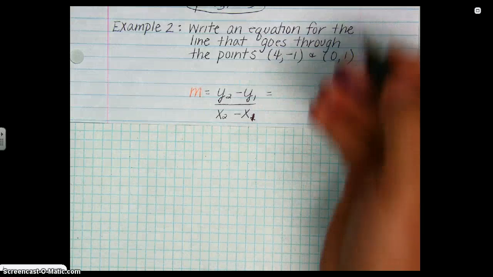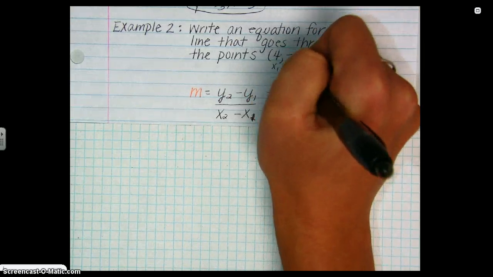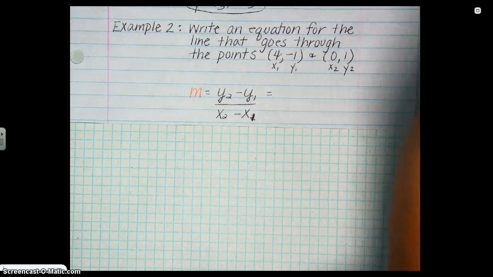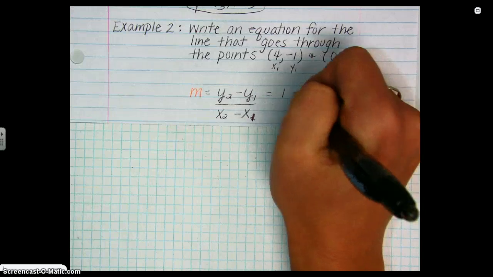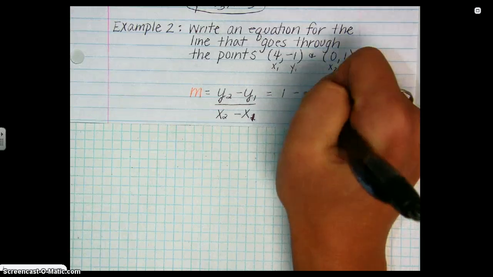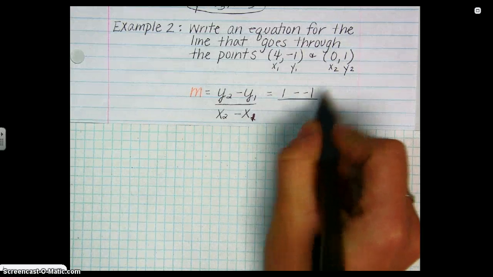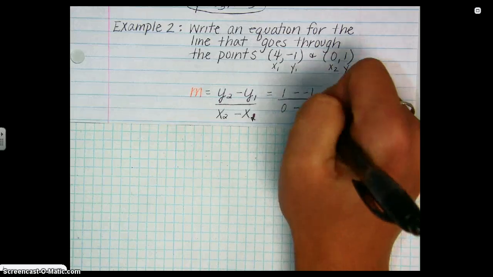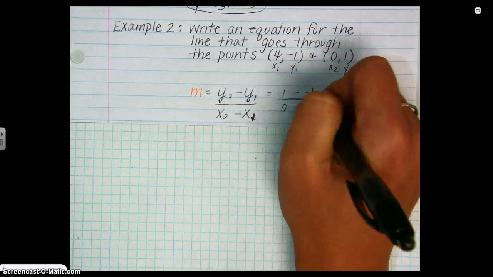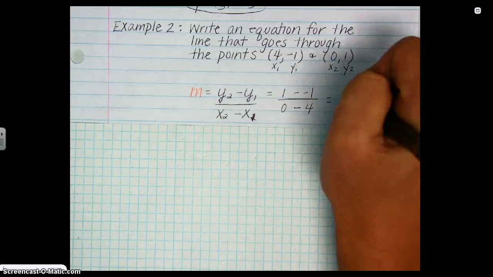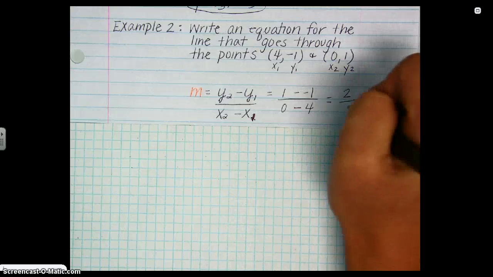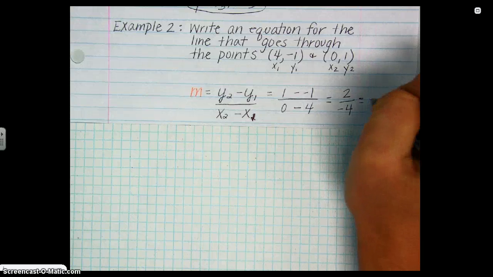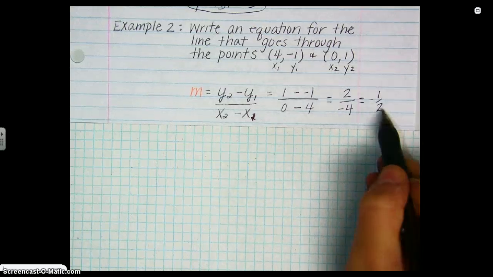So usually it helps to label your points. So this is x1, y1, x2, y2. And then we can plug them into the formula. y2 is 1, minus y1 is -1, so minus -1, over x2, which is 0, minus x1, which is 4. So 1 minus -1 is really like 1 plus 1, which is 2, over 0 minus 4 is -4. And we can simplify 2 over -4 to -1/2. So there's our slope. There's m.